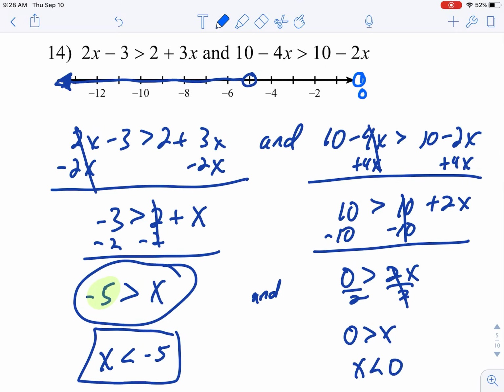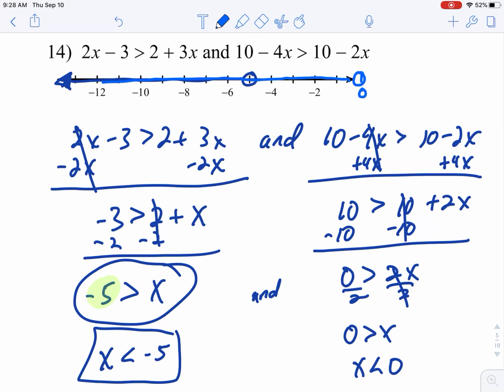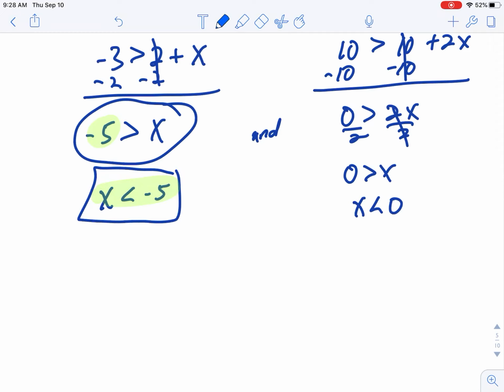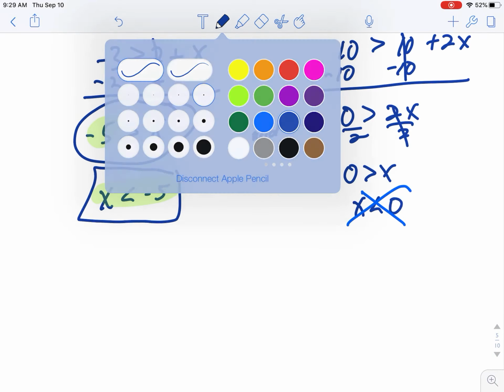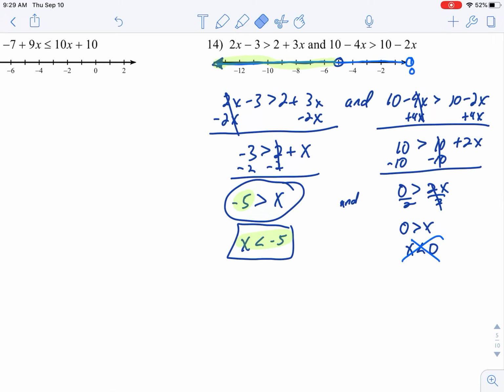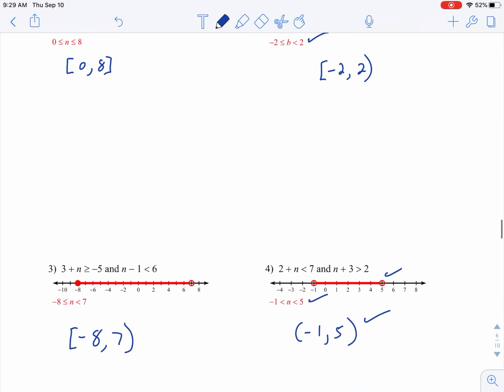And again, "and" is a region where both are true. So where do these two arrows overlap? They only overlap right here, which means this portion of the answer is the answer. This is, maybe we could call it extraneous. It's extra information that isn't really part of the solution. So our graph is only going to be that arrow. And to write it in interval notation, negative infinity on the left, negative 5 on the right with a parenthesis. That should be it. Let's look.